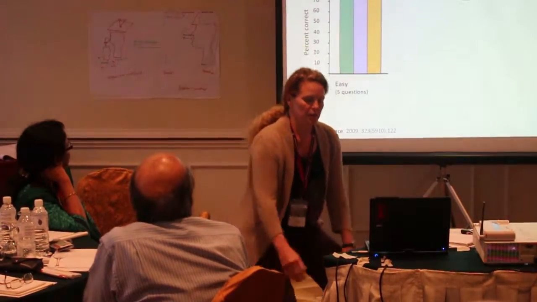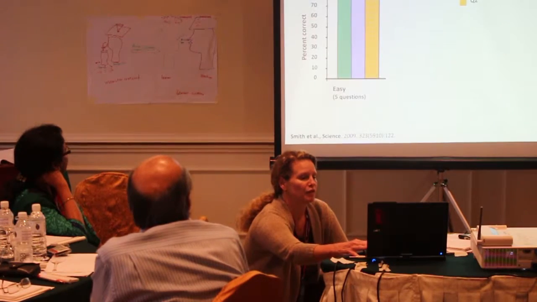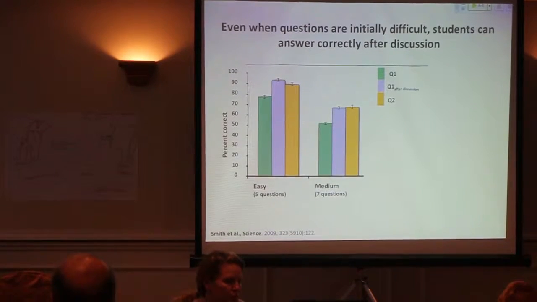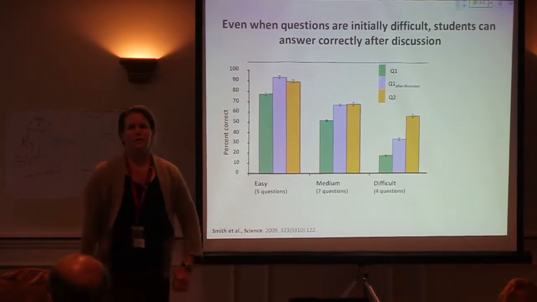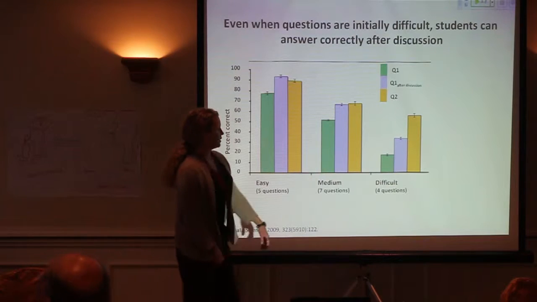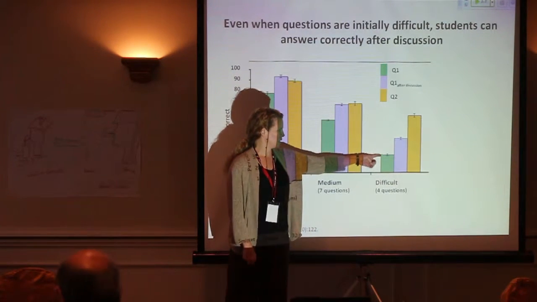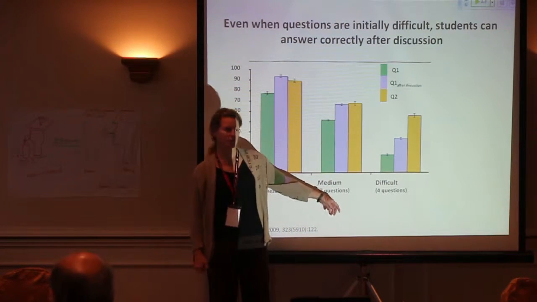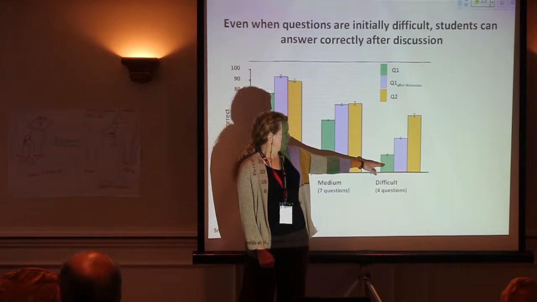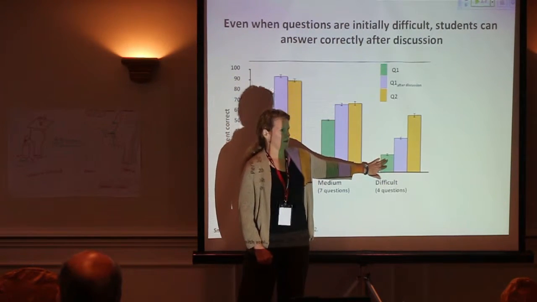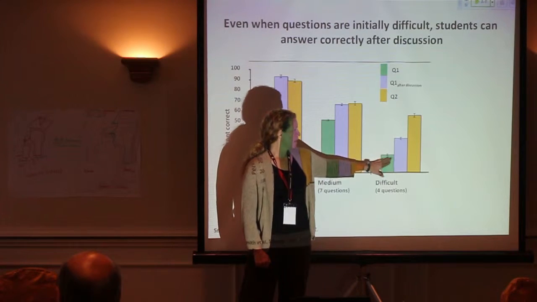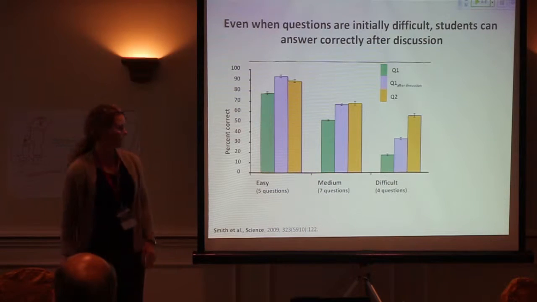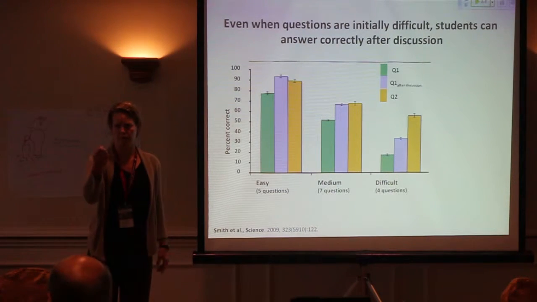So they broke their questions down based on Bloom's. They found easy questions, these were the results. Medium questions, these were the results. And difficult questions. What you see here is that a certain percentage of students came in not knowing the concepts tested by these very difficult questions. Then talking with their peers, many more were able to answer the same question correctly. And look at their increased learning later on a new question. And the number of questions they did was not just one question.